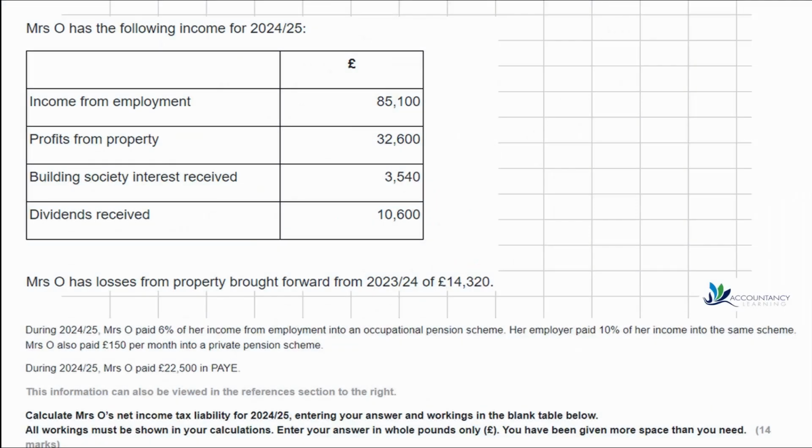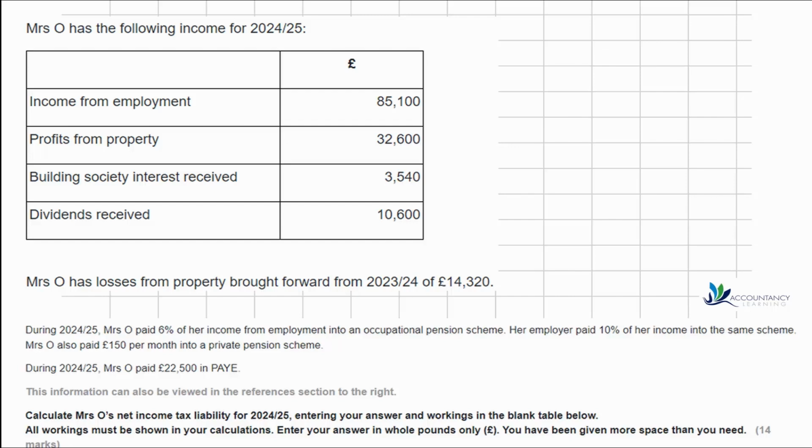This is a debrief of task 4 from the personal tax first sample assessment. So Mrs. O has the following income for 24-25. So we've got some income from employment, profits from property, building society interest received, and dividends received. We're also told that Mrs. O has losses from property brought forward from 23-24 of 14,320.